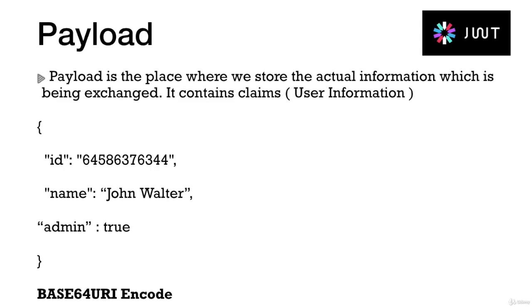Second is the payload. Payload is the place where we store the information which we want to send to the different body. That means we can also say payload is the place where we store the actual information being exchanged. We can also say it contains claims. When we say claims, that means it contains the user information as well, like ID, name, or some other permissions. This is also a JSON object and this will also be base64 encoded.